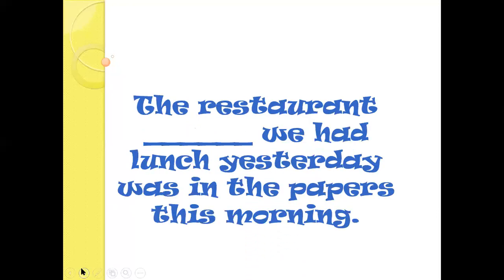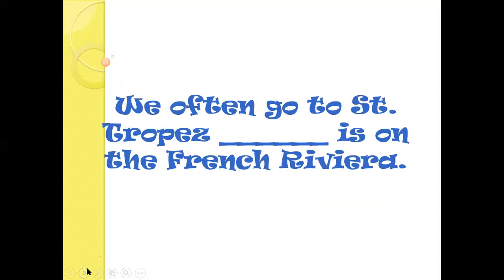Okay, the restaurant we had lunch yesterday was in the papers this morning. Malak Muhammad. Yes, Malak? Where? Thank you, Malak. Where we had lunch yesterday. You're welcome. Okay. We often go to Saint-Tropez is on the French Riviera. Yes.